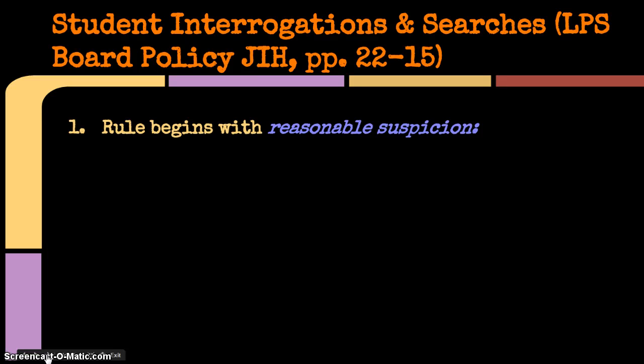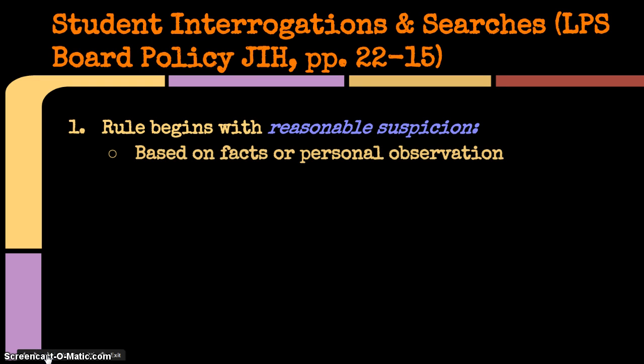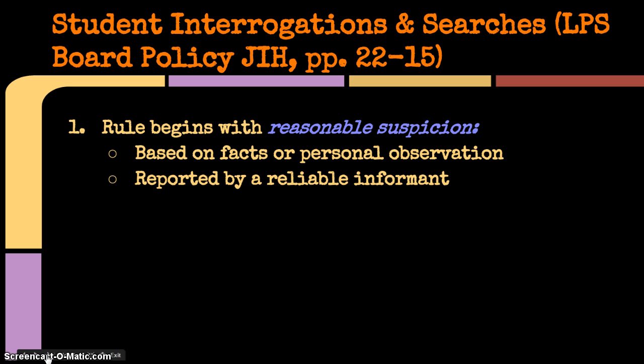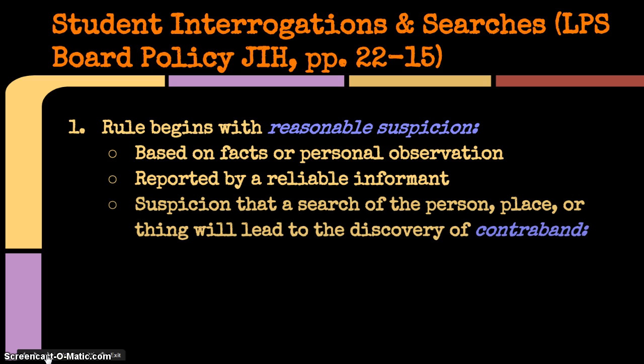The rule begins with reasonable suspicion, which is any suspicion that is based on facts or personal observation. It has to be reported by a reliable informant, so not an anonymous tip. It has to be either a teacher or a student who is basically coming from a trustworthy place. And they basically have to have a suspicion that a search of a person, place, or thing will lead to the discovery of contraband.